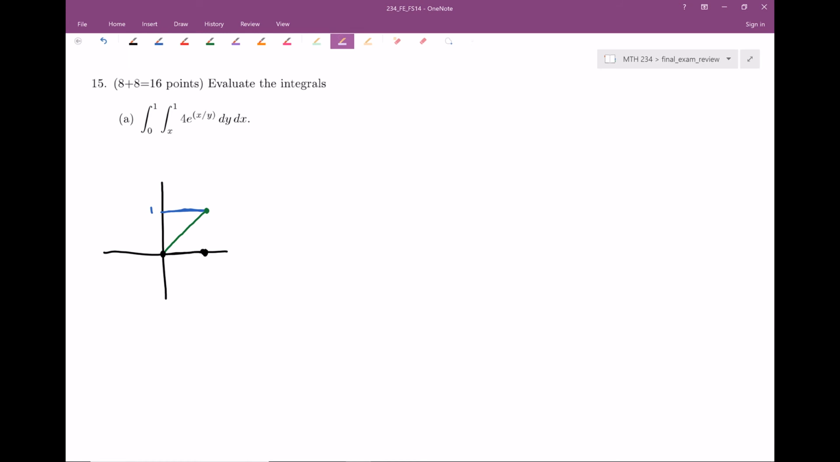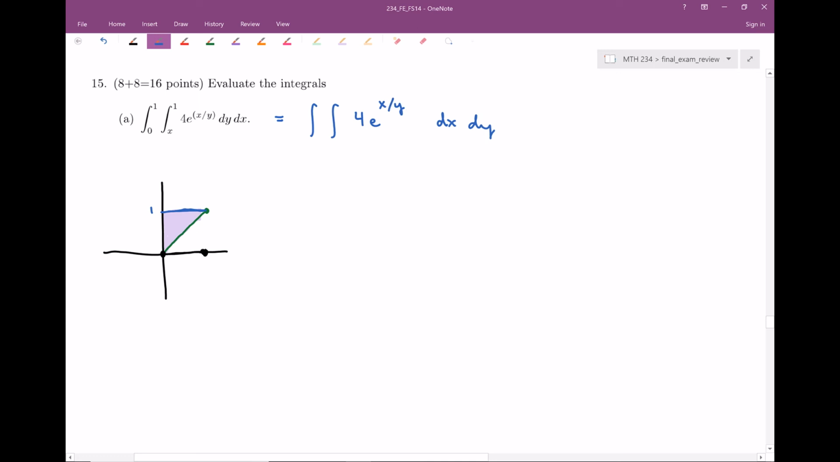Alright, so this right here is the region that we're integrating over. Again, it's between x equals 0 and x equals 1. And we enter in through y equals x, and we exit through y equals 1. So there's our picture. So switching the order of integration here, that means we're going to have dx first and then dy. Of course, the function that we're integrating stays the same, so e to the x over y.